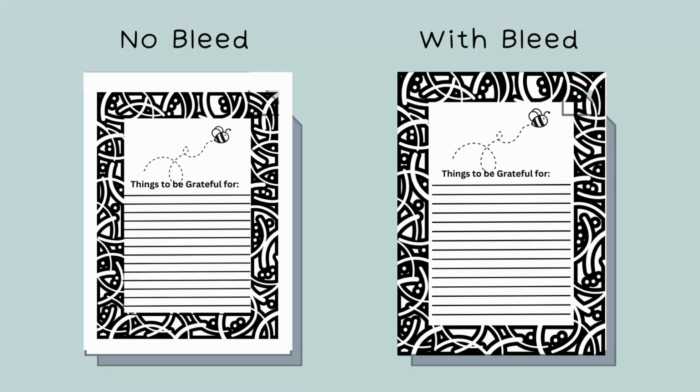So in the context of our gratitude journal, what that means is in the case of no bleed, there will be a white space around all your pages, whereas in the case of with bleed, you could have lines or borders or even background graphic elements that fills up to the edge of your pages.